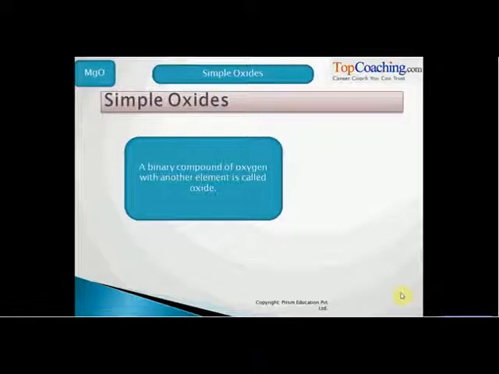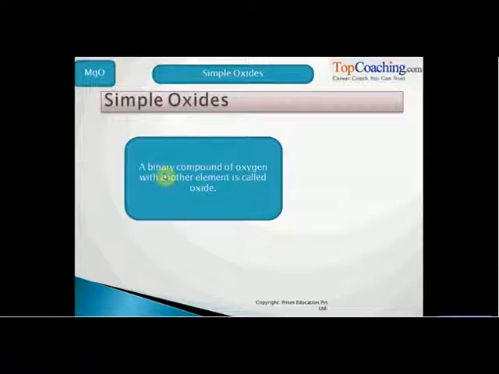Hey friends, so in this video we will be talking about various kinds of oxides, but before we go into the types, let us first recall what oxides are. Here we have our definition with us. A binary compound of oxygen with another element is known as oxide.